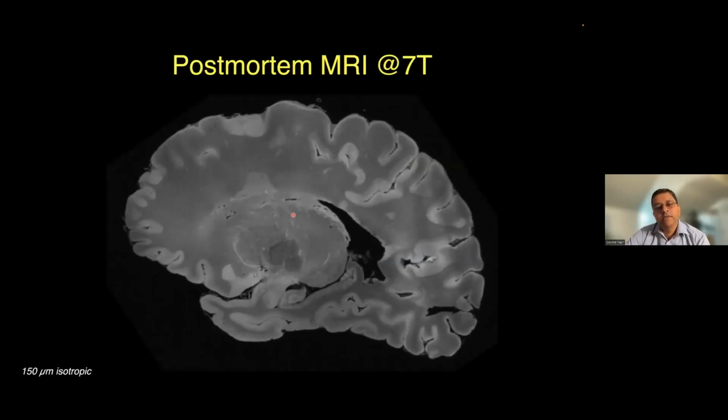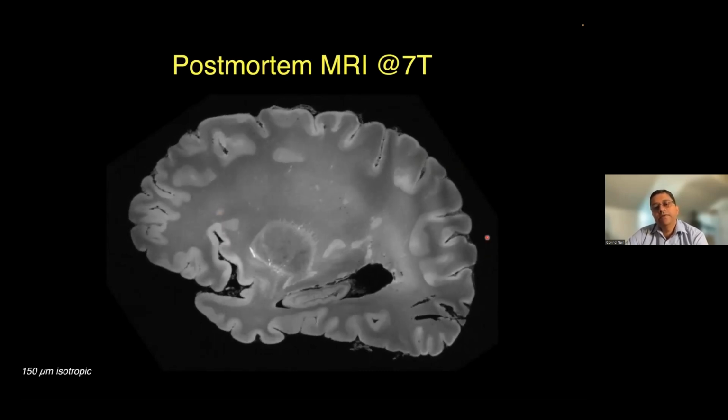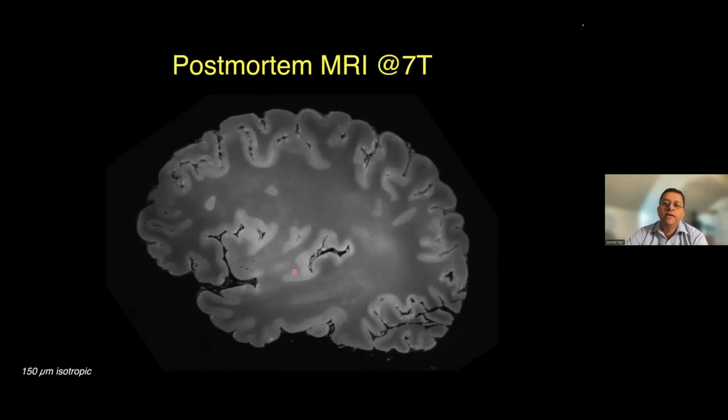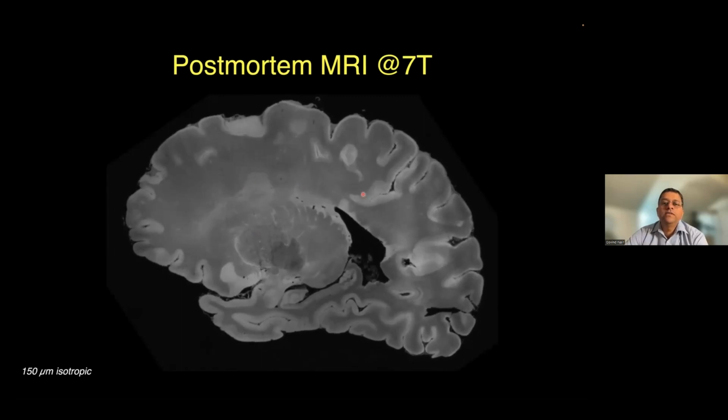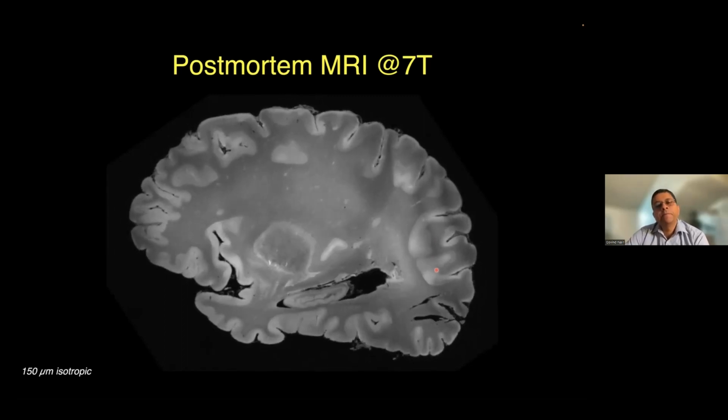And this is the kind of images that we can get. So this is a 150 micron isotropic image of the whole brain. And you can see the cortical lesions here very clearly. So postmortem, you can see a lot more than in vivo. Of course, the SNR is also pretty high.